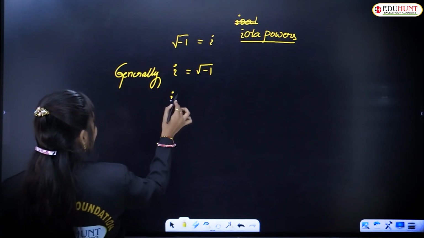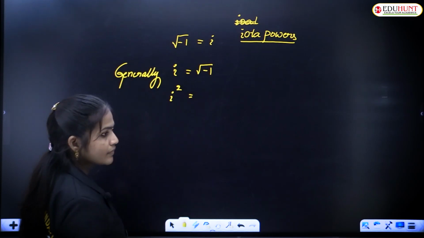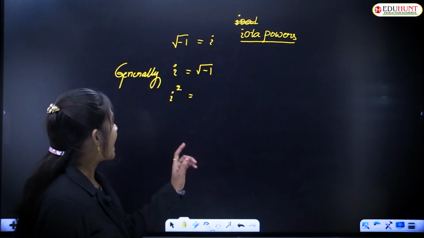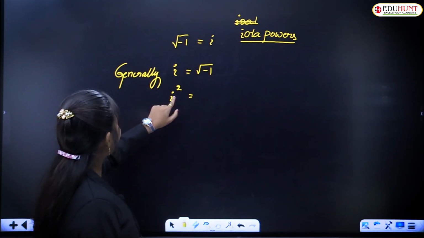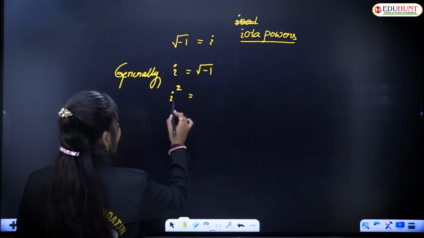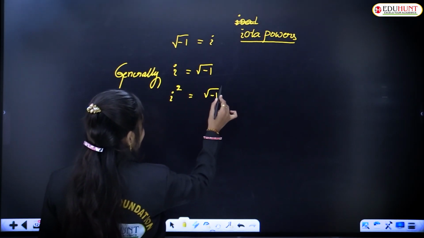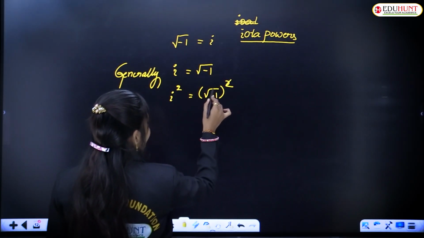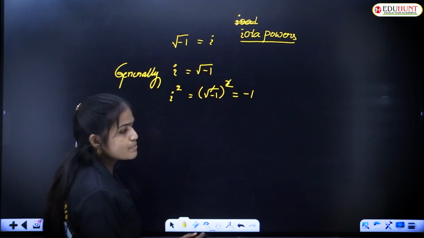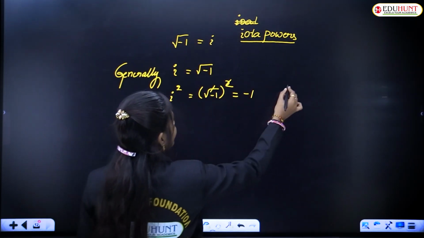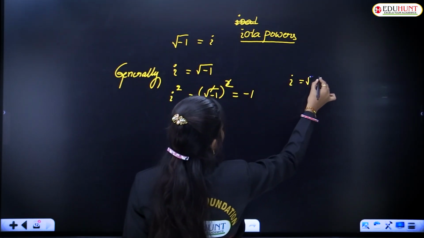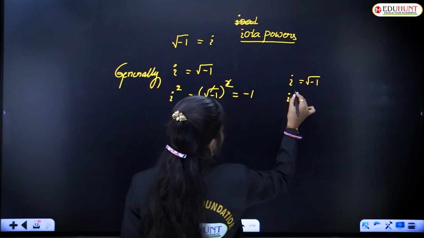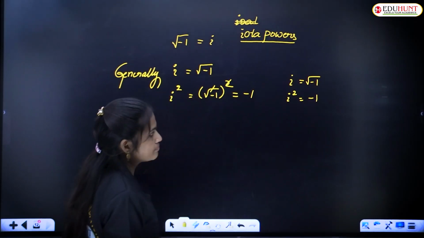Okay, now what about the value of i squared? I value is already -1. So what about the value of i squared here? i means square root of -1, whole squared. Square and root get cancelled, so this value is -1. So here i is equal to square root of -1, and i squared is equal to -1.